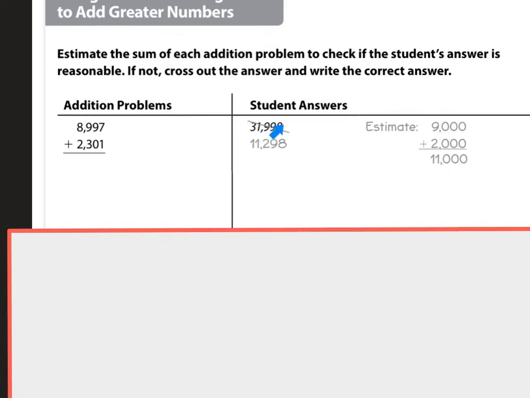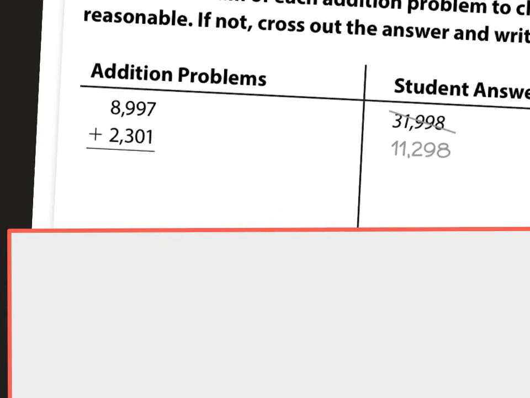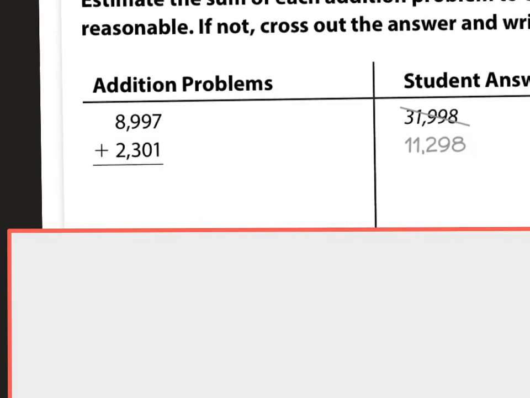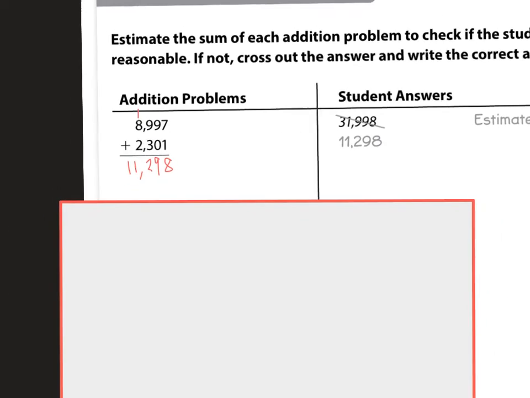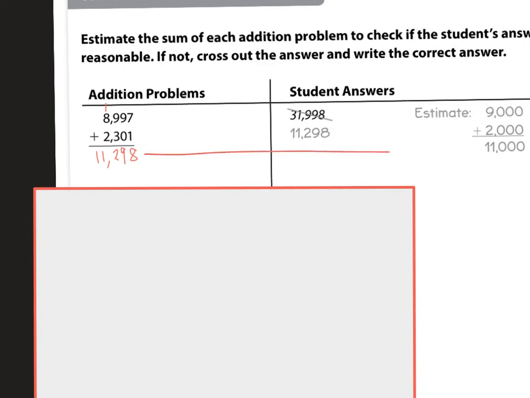So we cross it out, and then we will use the standard algorithm to go ahead and add these numbers. Start in your units place, you get 8. Go to your tens place and you get 9. Go to your hundreds place and you get 12. So put your 2 in your hundreds place, carry your 1 to your thousands, and then 8 plus 2 plus 1 is 11,298. And we can see that 11,298 is very close to 11,000.